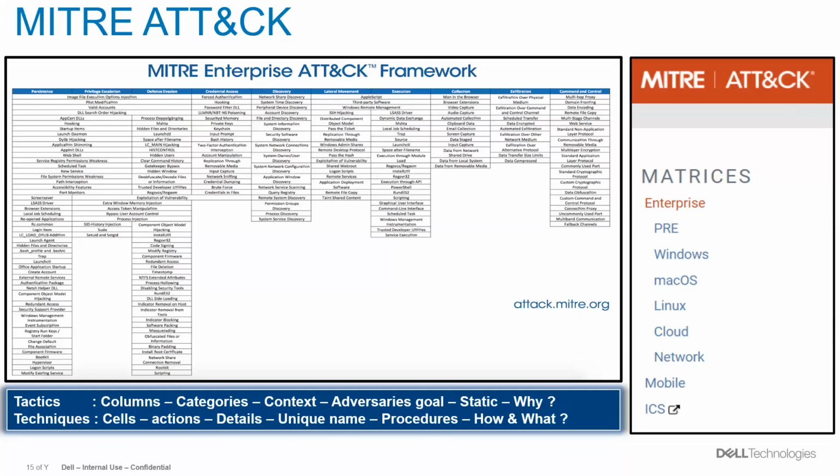Now if you look at the right side of the picture, you do have this matrix available for Windows, macOS, Linux, cloud. They even started publishing one for Kubernetes and Docker. I'll give you those reference links at the end. There is also a separate matrix for mobile and then ICS, industrial control systems, right? Now, you can pick any of these columns, the tactics, and look at any one of the techniques on their website. Then you will see a lot of information about how the technique can be used.